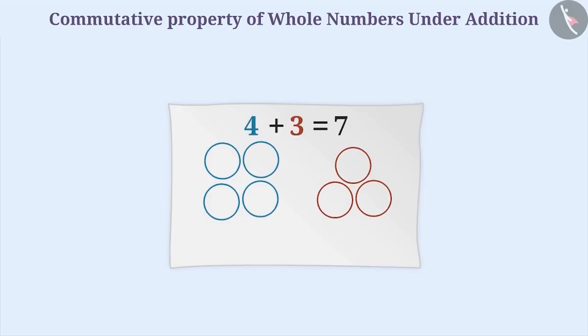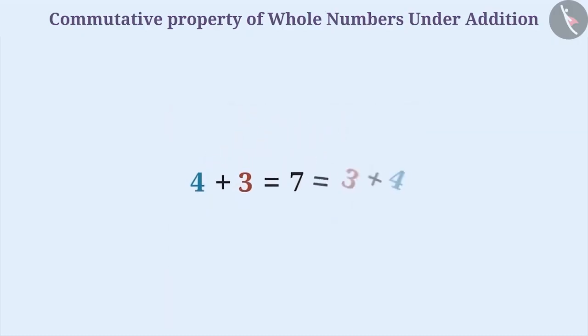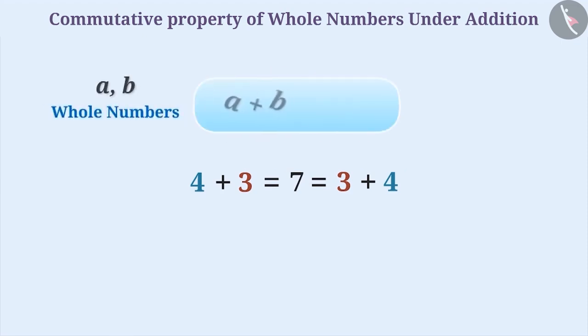Thus, the commutative property of addition tells us that there will be no change in the final number even if we change the order of the numbers, which means a plus b is equal to b plus a. So, whenever you wish to find the sum of two whole numbers, you can add them in any order. You will get the same result even on changing the order of the numbers.